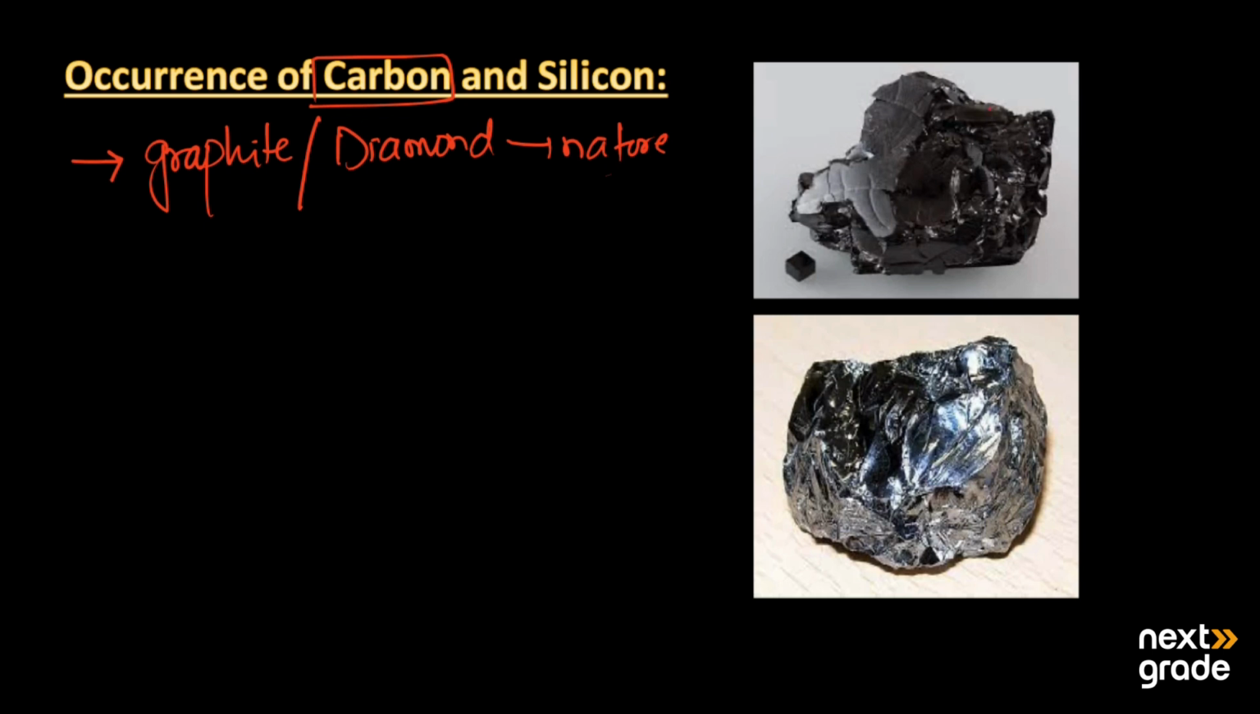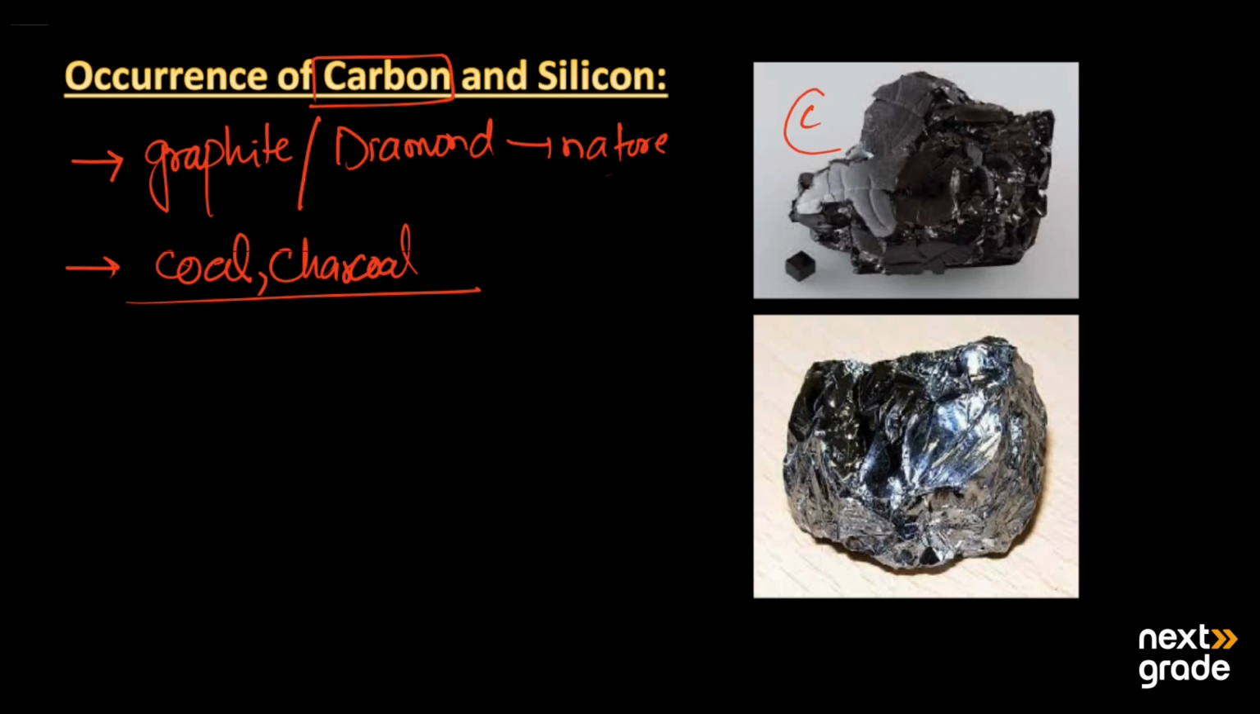So here you can see that this is the carbon. It has its crystalline form, and the other is its amorphous form. In the amorphous form we have coal and charcoal. So these are the naturally occurring forms of carbon.